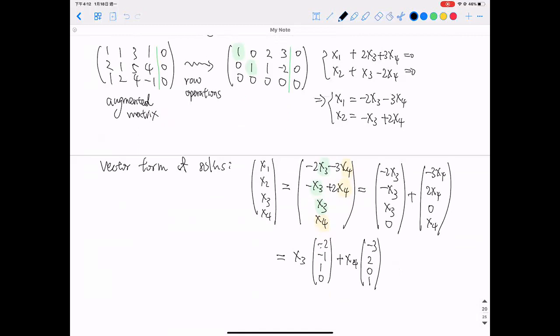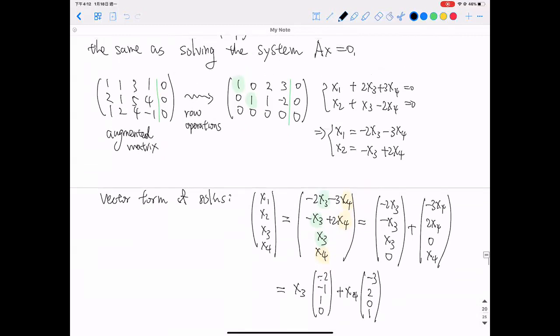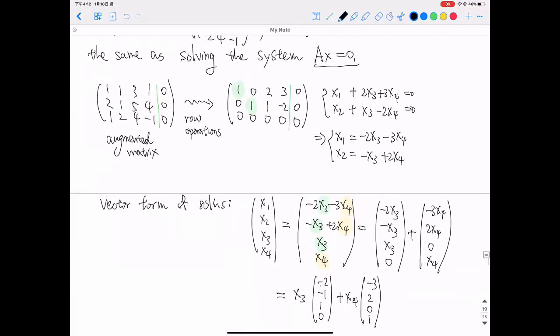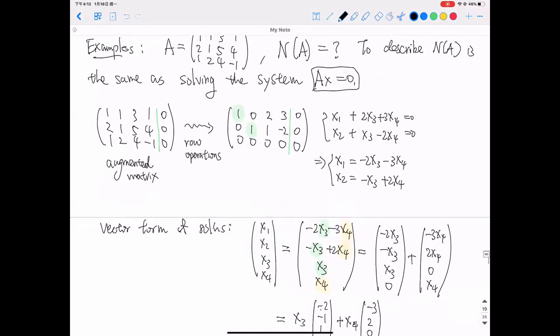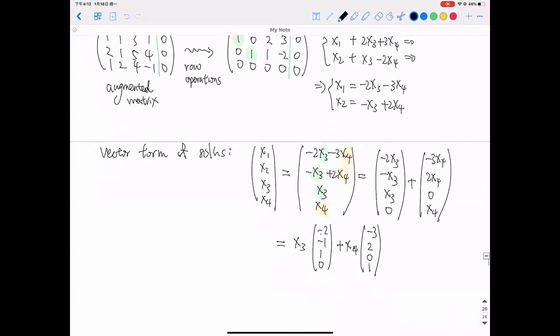Okay, so this is therefore the vector form of solutions to the homogeneous system Ax equals to 0, and these therefore are the vectors belonging to N of A. So N of A therefore has the following description.